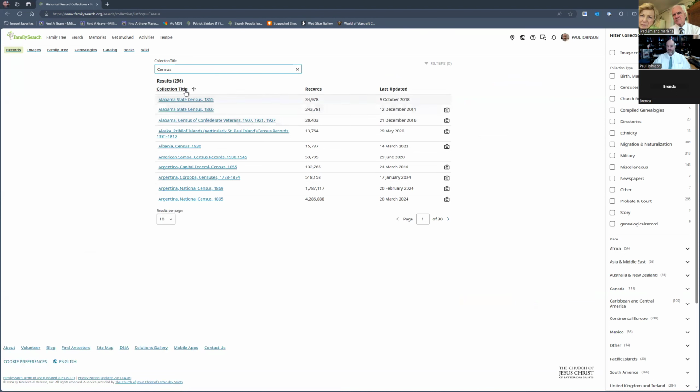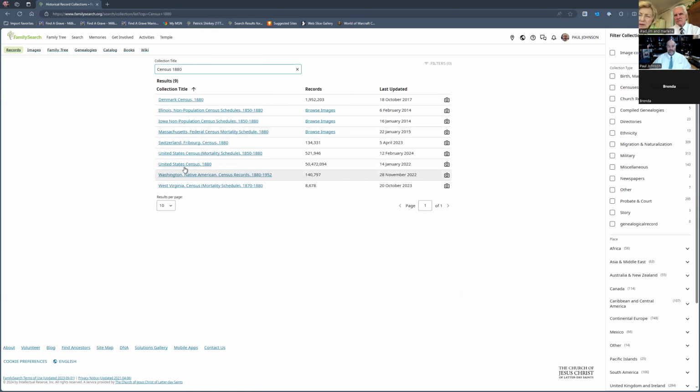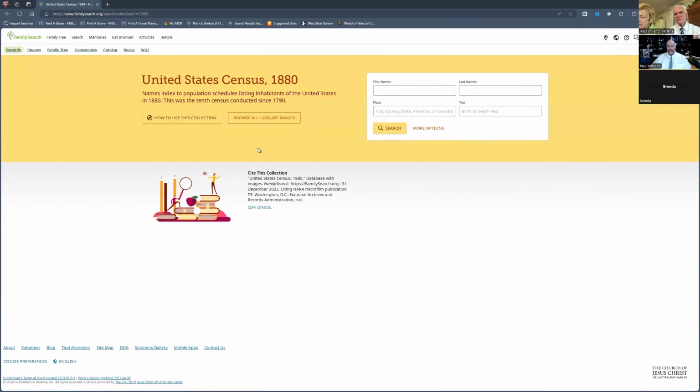there are actually a lot of state census records out there as well. I did those every 5 years thereabouts, so I found information on those as well. Okay, that's great. I've got to search just the 1880 census.